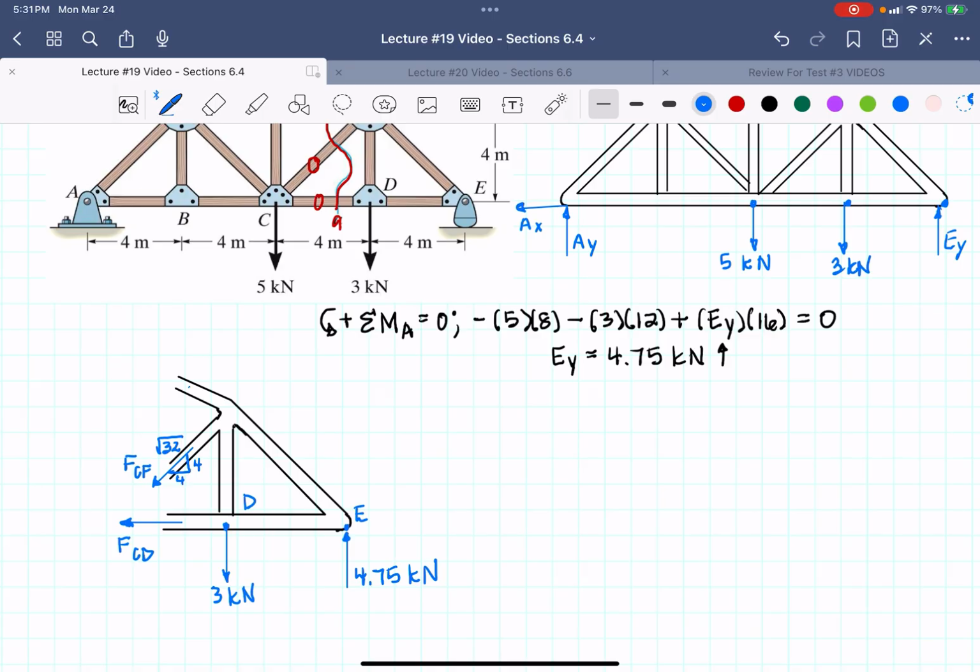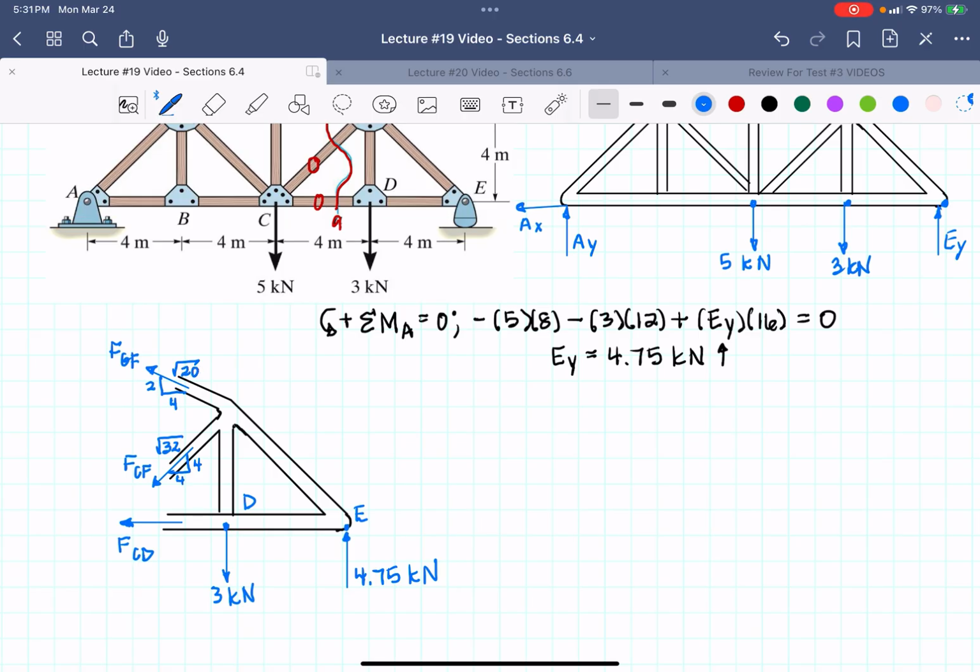And similarly, I have a force up here, which is FGF, and I have similarly a triangle here. This one is 2 on one side, 4 on the other side. And so the hypotenuse is going to be the square root of 20.